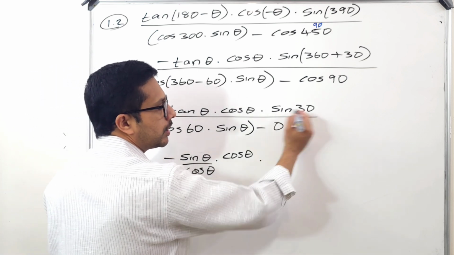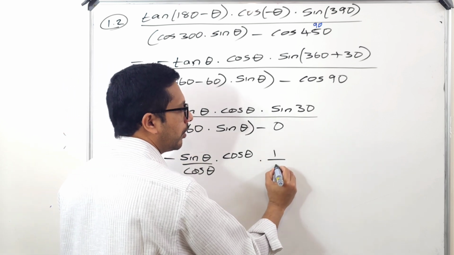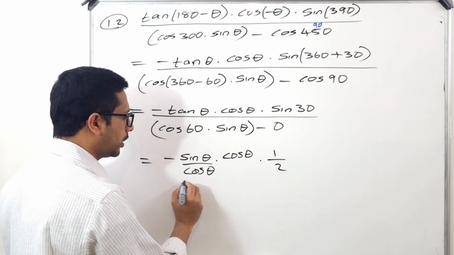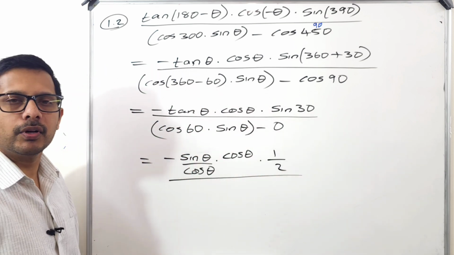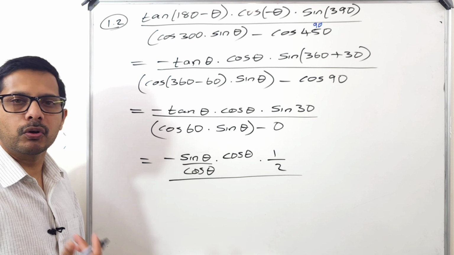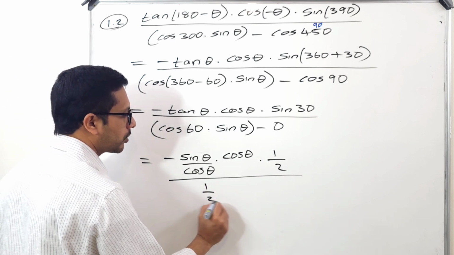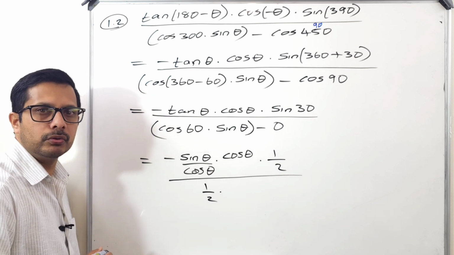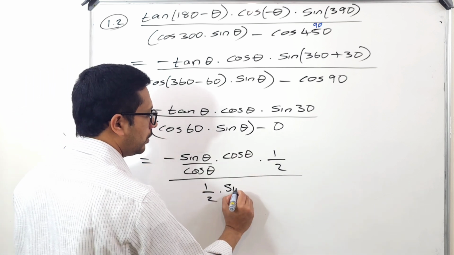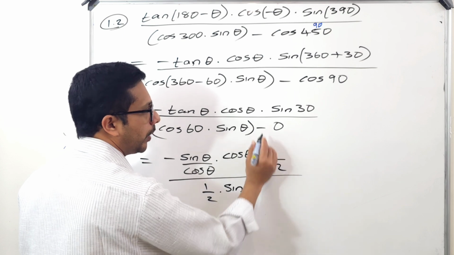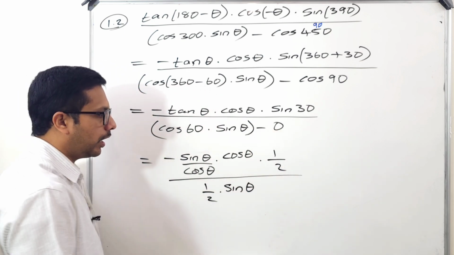Times, what is the answer of sine 30 special angle? I hope you already studied that one, 1 over 2, or you have to double check in your calculator. Divided by cos 60. What is cos 60? Is it not that one also 1 over 2? So it is better you know those values by heart, or you have to check in your calculator to avoid confusion. Okay, 1 over 2 into sine theta minus 0. There is no need to write that one. So it is half into sine theta.